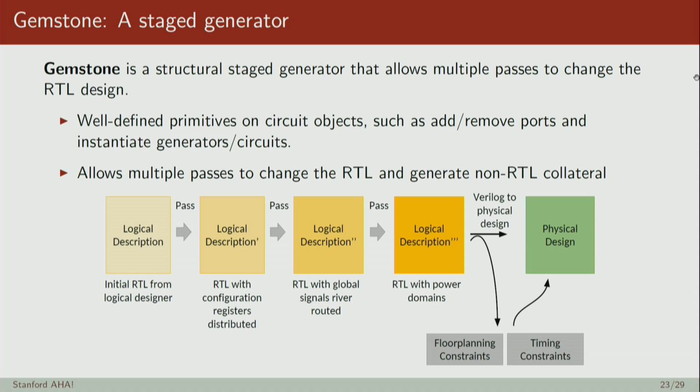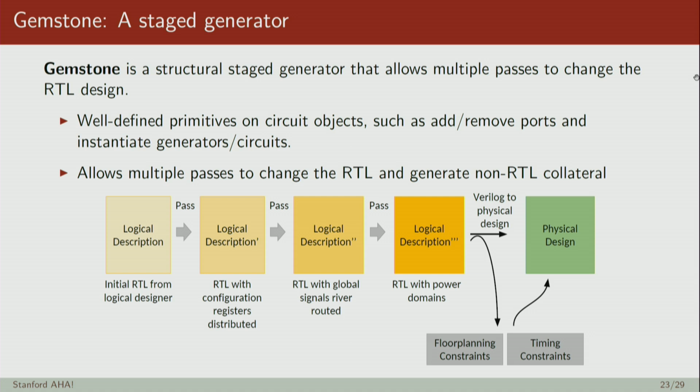So we expanded this idea and developed a new framework we call Gemstone. Gemstone is a structural generator that allows multiple passes to create RTL design. Gemstone has a set of well-defined primitives on circuit objects, such as add or remove ports and instantiate generator circuits. The main idea behind Gemstone is to allow multiple passes to change RTL and generate non-RTL collateral.